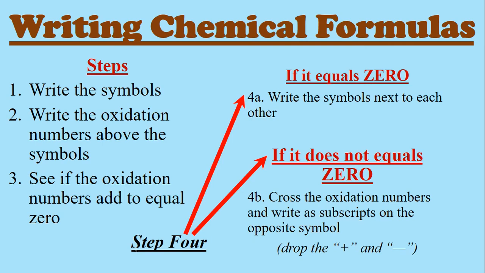Now that's where it gets tricky. If the oxidation numbers equal 0, just write the symbols next to each other. You don't have to do anything. But if the numbers do not equal 0, you're going to cross the oxidation numbers and write them as little subscripts on the opposite symbol. We take away the plus and minus signs because we do not need them in the formulas.